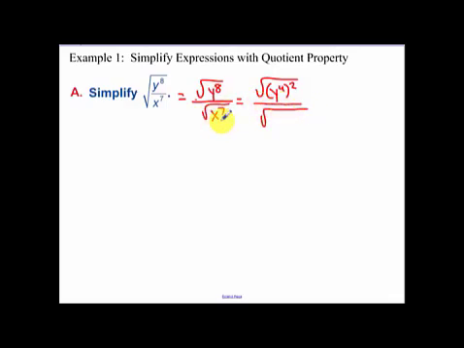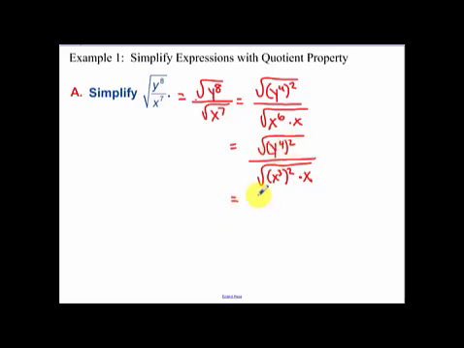Now x to the 7th. Since 7 is an odd number, 2 doesn't go into 7 evenly, I'm going to have leftovers. So I'm going to have x to the 6th times x, which then simplifies to x to the 3rd squared times x.